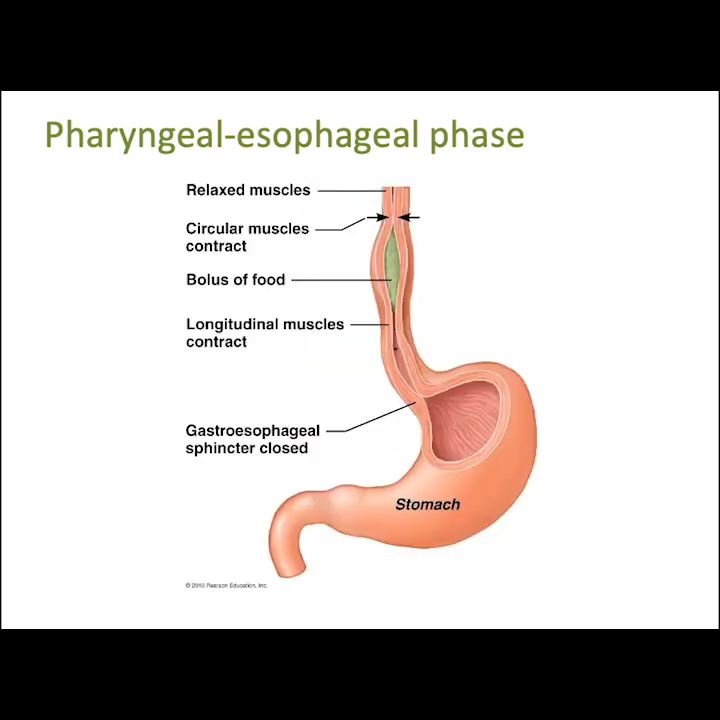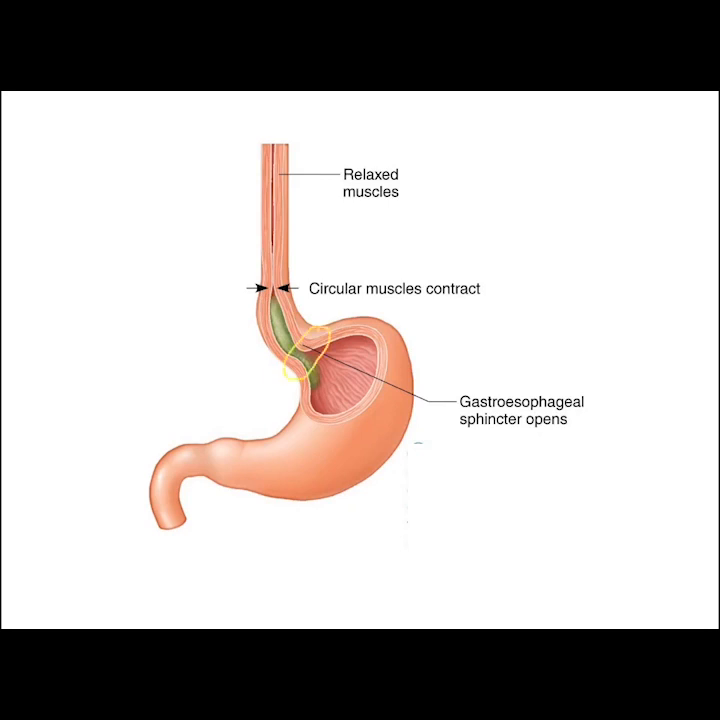The bolus continues to move through the esophagus, as mentioned before, aided by peristalsis. Once the bolus reaches the cardioesophageal sphincter, the cardioesophageal sphincter will relax, allowing the bolus to enter the stomach. After the cardioesophageal sphincter relaxes and the bolus is in the stomach, the cardioesophageal sphincter will contract once again to close.